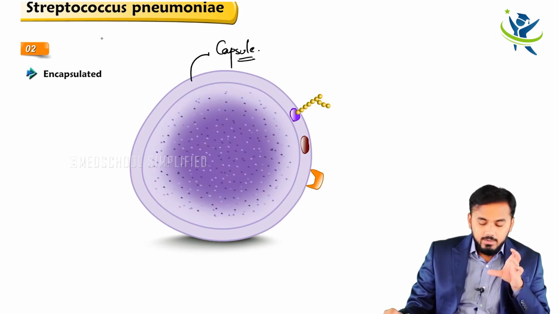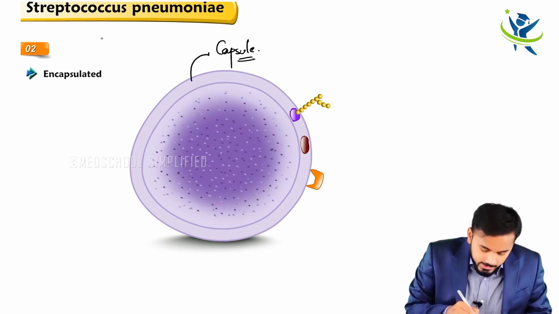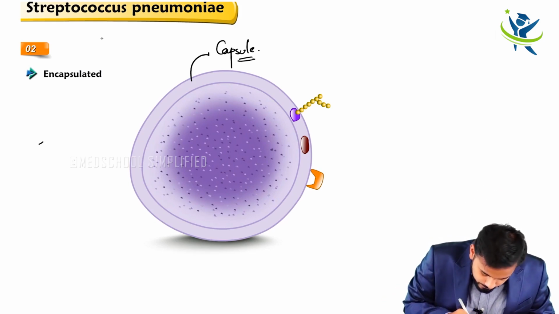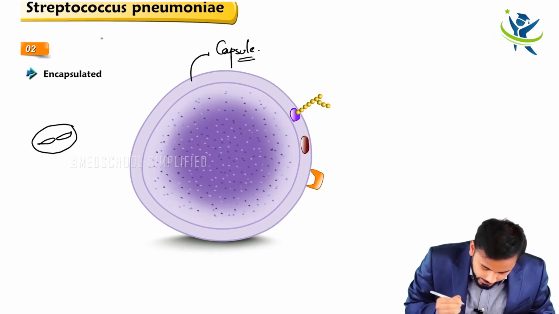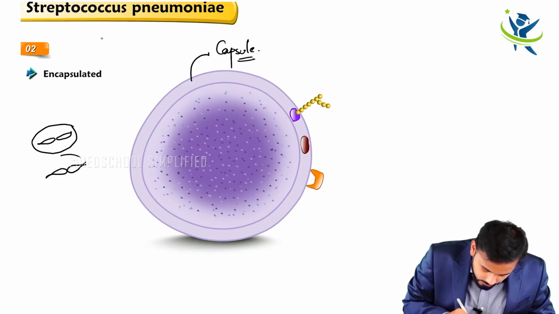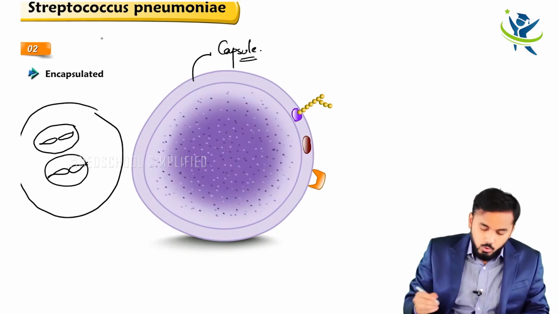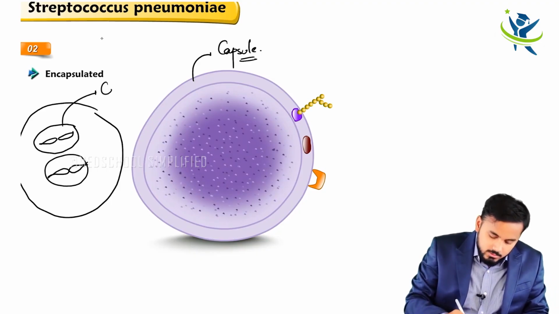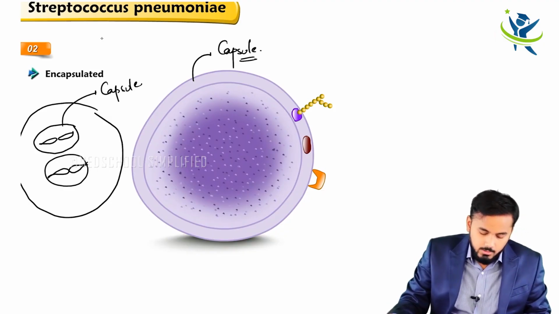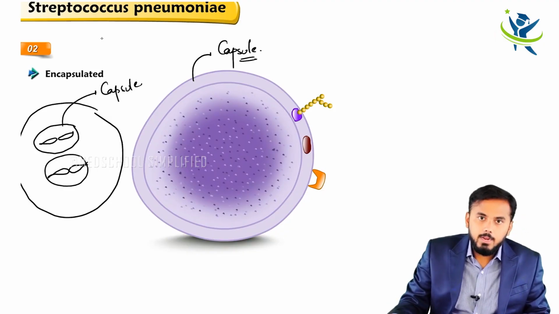But microscopically, when you look at this bacteria, right, this is how it looks. This is a bacteria. Surrounding this, there is a capsule. This is a bacteria. Surrounding this, there is capsule. This is a slide. So what is this called? This is called capsule of the bacteria. Right? I hope you understood this.